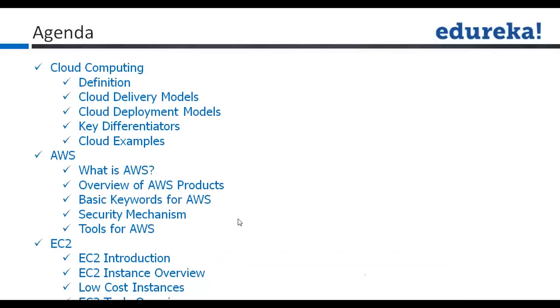Okay, so today's agenda would be, first, starting with cloud computing: the definition of cloud computing, delivery models, deployment models, and the key differentiators. Then we'll start with Amazon: what is Amazon, the basic keywords of Amazon, Amazon security mechanisms, and then we'll be touching upon EC2, where we'll cover the EC2 instance overview, the different kinds of Amazon instances, and the Amazon EC2 tools overview on that.